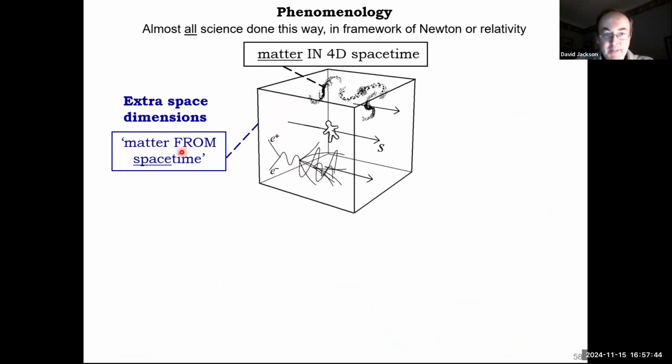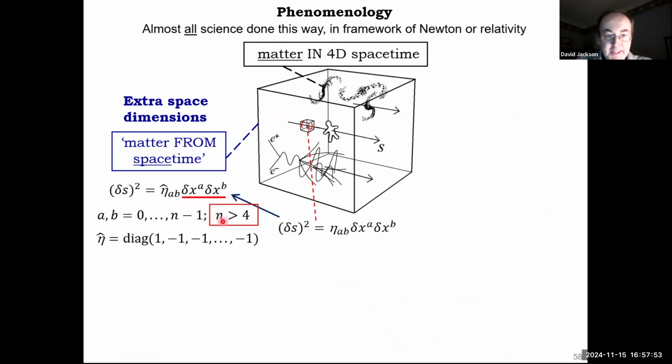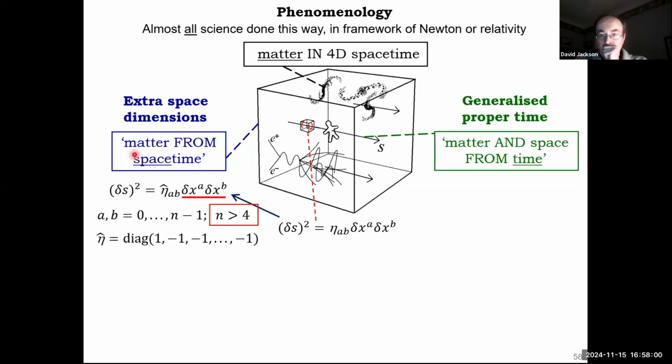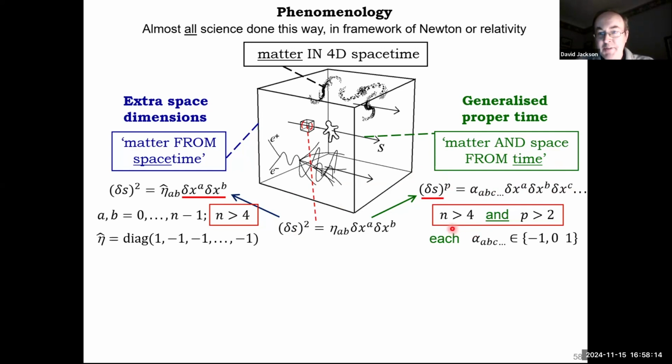The idea of extraspatial dimensions is that you get matter from extra parts of space. So if you take the local level, you're augmenting the right-hand side of this thing to a higher dimensional space with more than 4 space-time components, then using the extra components as the basis for matter. Here, by generalizing proper time, we're trying to get matter and space from time. So it's taking this same local element, but now we're generalizing essentially the left-hand side. We're generalizing the whole expression. We have something in general more complicated. That is, we have more than 4 components, but also powers p greater than 2.